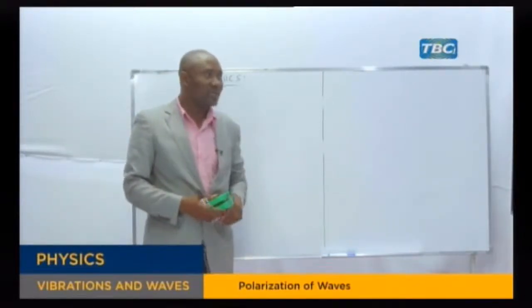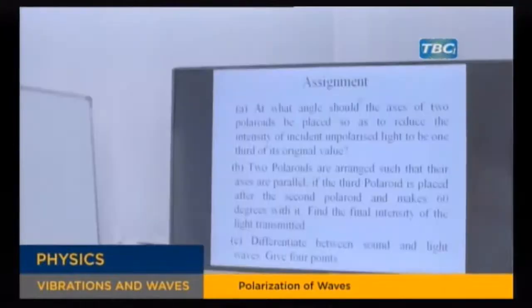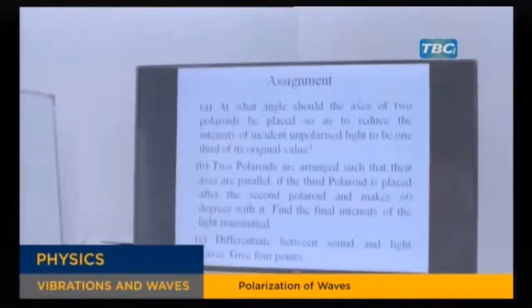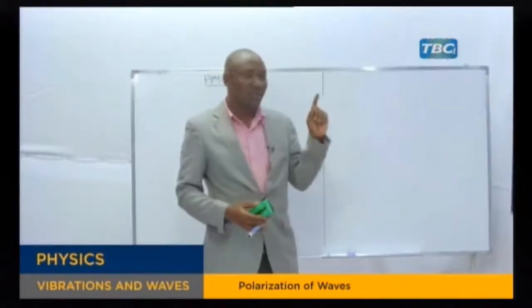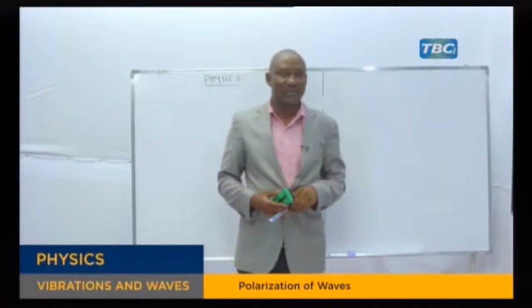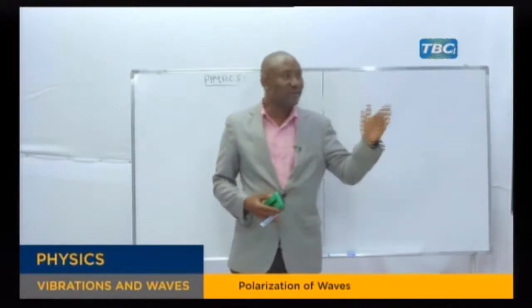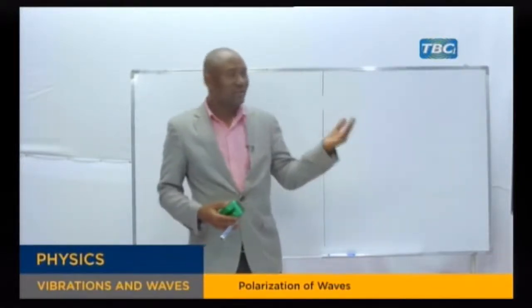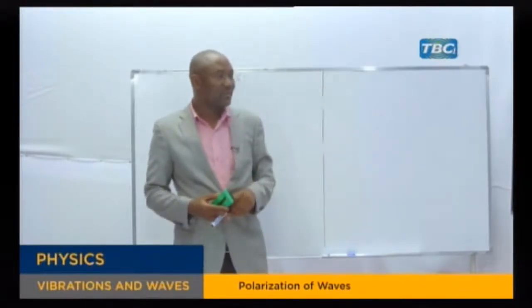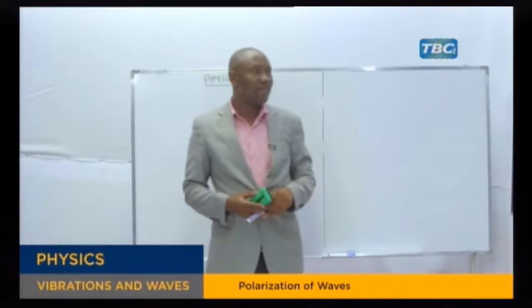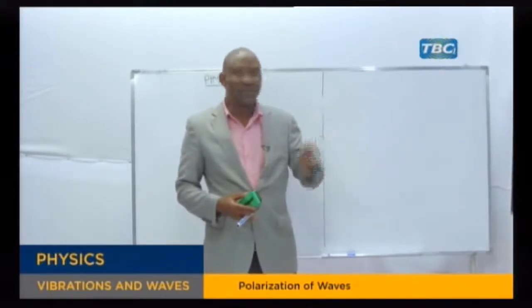polarization. The question is asking: at what angle should the axes of the two polaroids be placed so as to produce an intensity of the emergent polarized light equal to 1/3 of the original value? At what angle? If you remember, in our previous discussion we had been finding the intensity of unpolarized light after passing through several polaroids where the angle was given. But this time, the angle is not given.